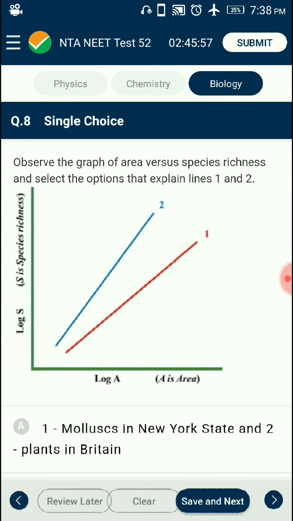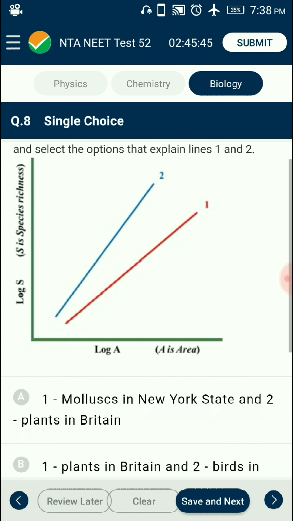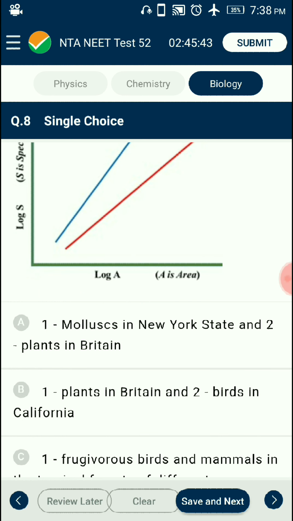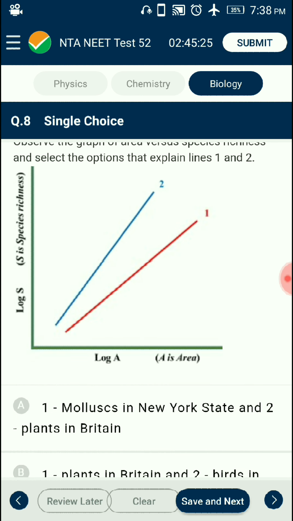Question number 8. Observe the graph of area versus species richness and select the option that explains line 1 and 2. Alexander von Humboldt observed that within a region, species richness increased with increasing explored area, but only up to a limit. In fact, the relation between species richness and area for a wide variety of taxa turns out to be a rectangular hyperbola on a logarithmic scale.